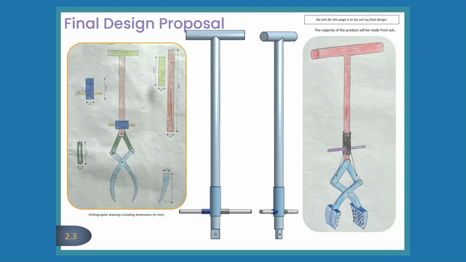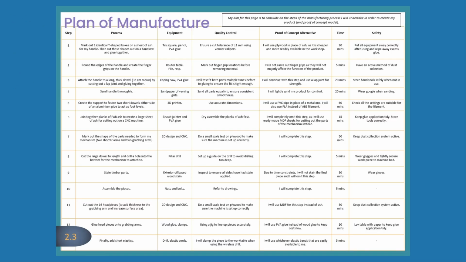The rest of this page is self-explanatory. I'm just presenting my final idea. Then your plan of manufacture. This needs to be in really good detail and it may run over multiple pages. Step by step, you need to lay out each individual process, the tools needed, how long you expect each process to take, and safety stuff.